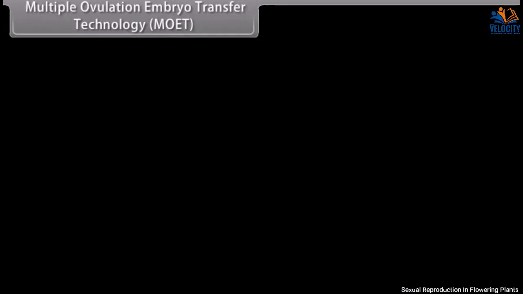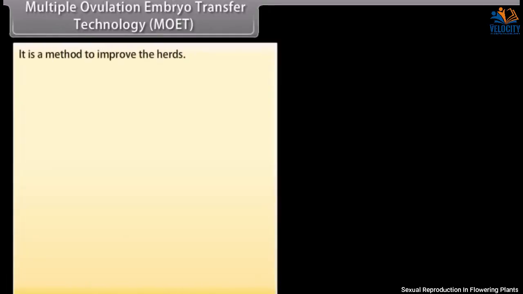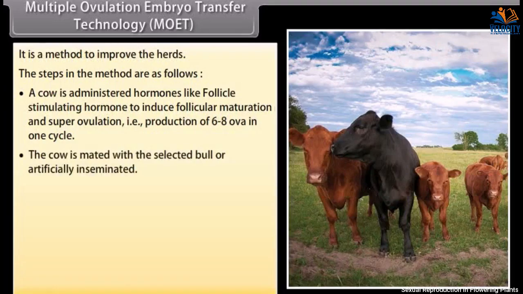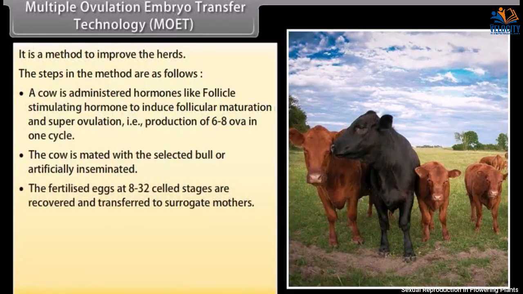Multiple ovulation embryo transfer technology, MOET. It is a method to improve the herds. The steps in the method are as follows. A cow is administered hormones like follicle-stimulating hormone to induce follicular maturation and superovulation, that is, production of 6 to 8 ova in one cycle. The cow is mated with the selected bull or artificially inseminated. The fertilized eggs at 8 to 32 cell stages are recovered and transferred to surrogate mothers.